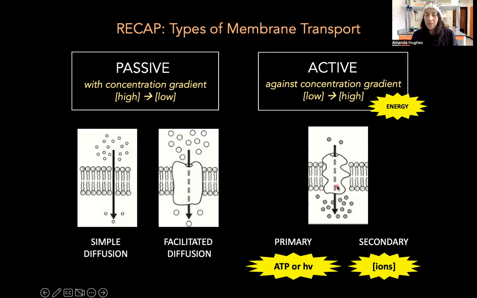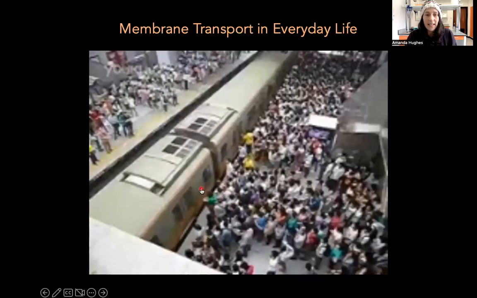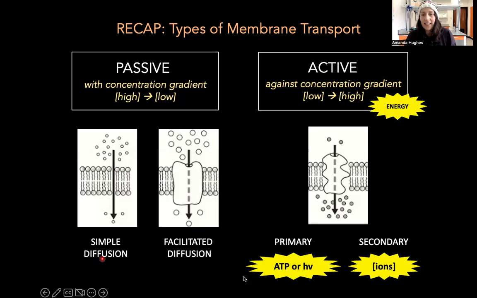And then there's active transport. This is moving something against its concentration gradient. Primary active transport is going to couple that movement with the energy source ATP. And secondary active transport is going to couple that movement with the movement of an ion with its concentration gradient.